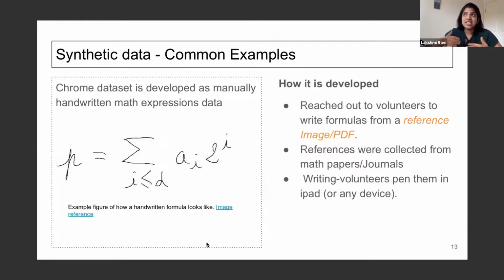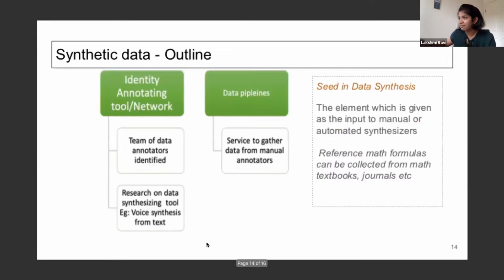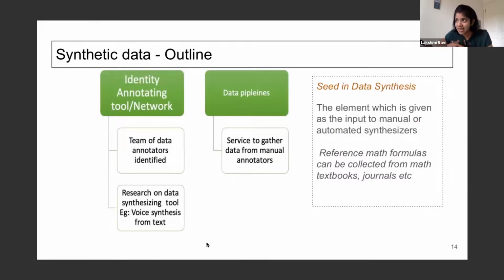The other example is synthetic data generated in an automated fashion. So when we have text and we have text-to-voice synthesizers, and we are using the synthesizers to generate the audio file for the text input we have, that is another mechanism of automated data generation. So what happens in synthetic data is that identifying the annotating tool or the network which is going to give us synthetic data for the given seed value, and whether we are going to work with manual or automated tools, is the first question.